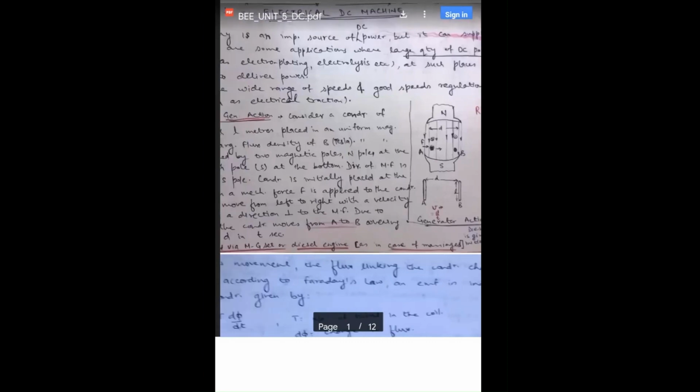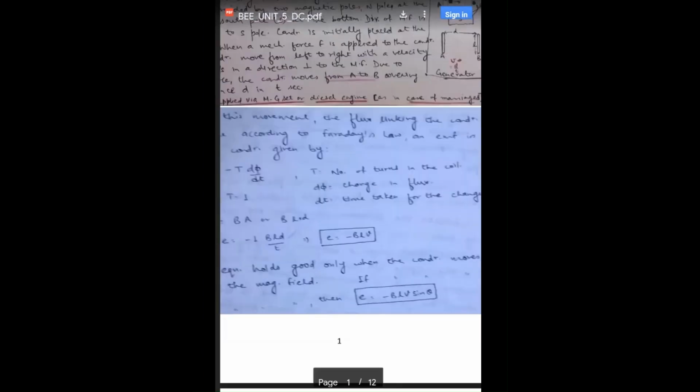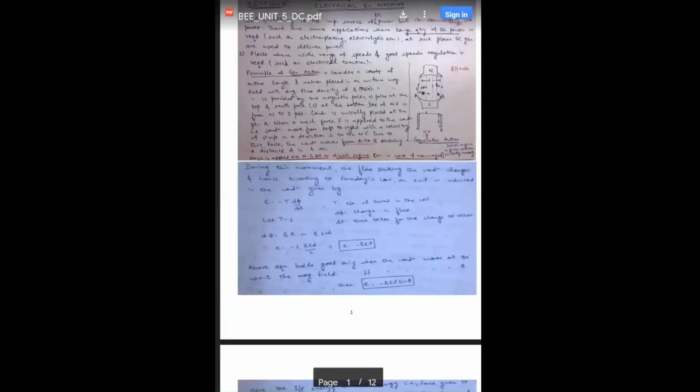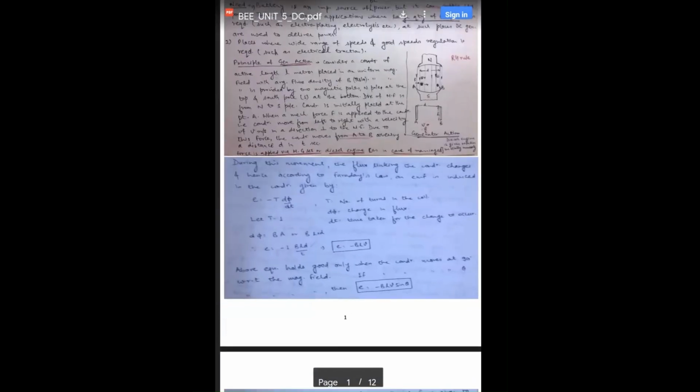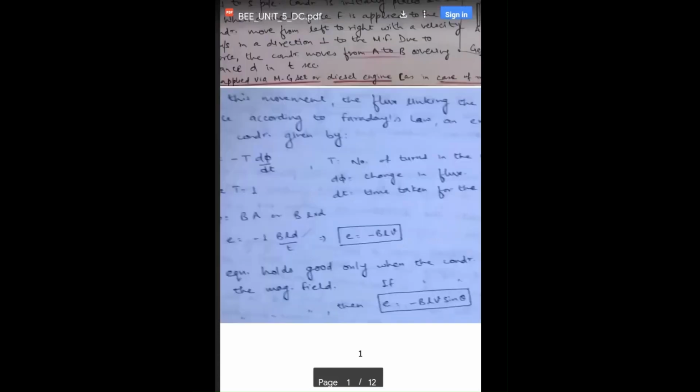So EMF E is produced. If T is the number of turns in the coil, d phi is the change in flux, and dt is the time taken for the change in flux, then the formula we generally remember is minus N d phi by dt. So if T is the number of turns, it is minus T d phi by dt. If T is 1, then it can be ignored. And the formula of flux is B into A. B is the flux density, A is the area, and the area we have studied as L into D.